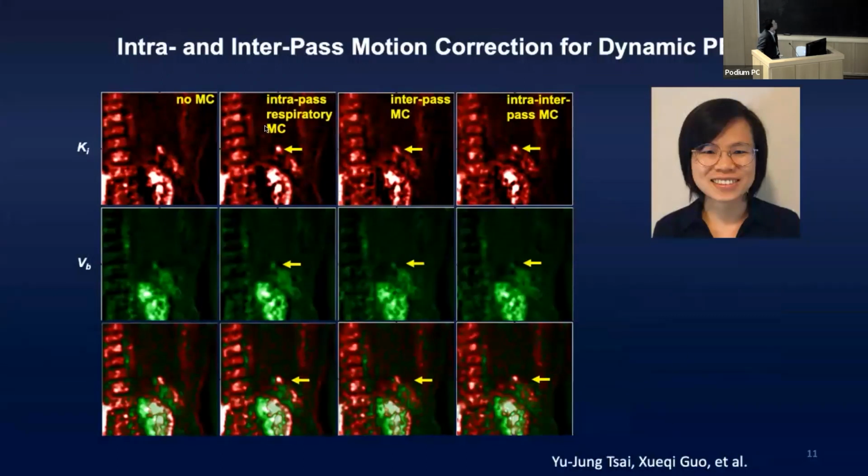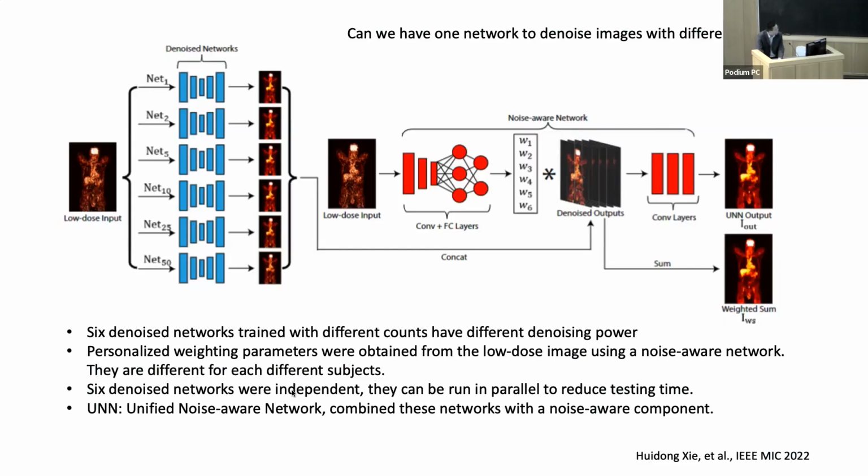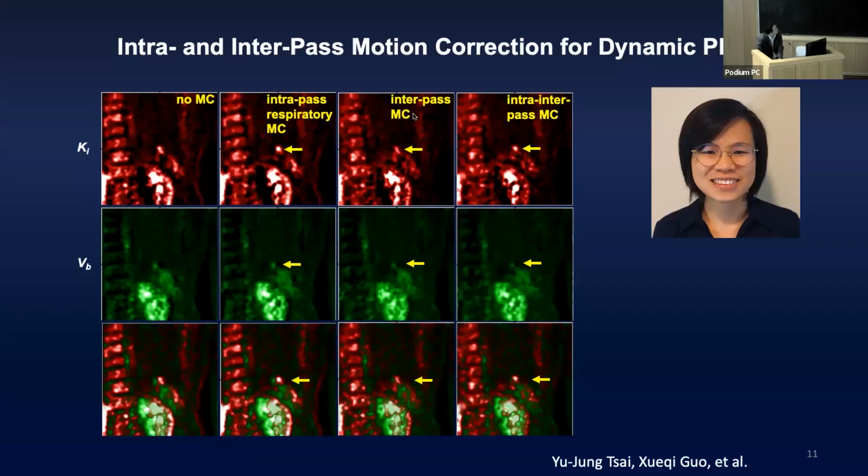You can see that second column, if we only correct the intra-pass motion through this event by event motion correction, we can have sharper images in the Ki and the VB, but the mismatch between the Ki and the VB is still there. But if we only correct the inter-pass, we have a better alignment, but the images are blurred. So when we combine both intra and inter motion correction together, it gives us both high resolution, high contrast, but also better alignment between Ki and the VB, indicating more accurate tracer kinetic modeling.